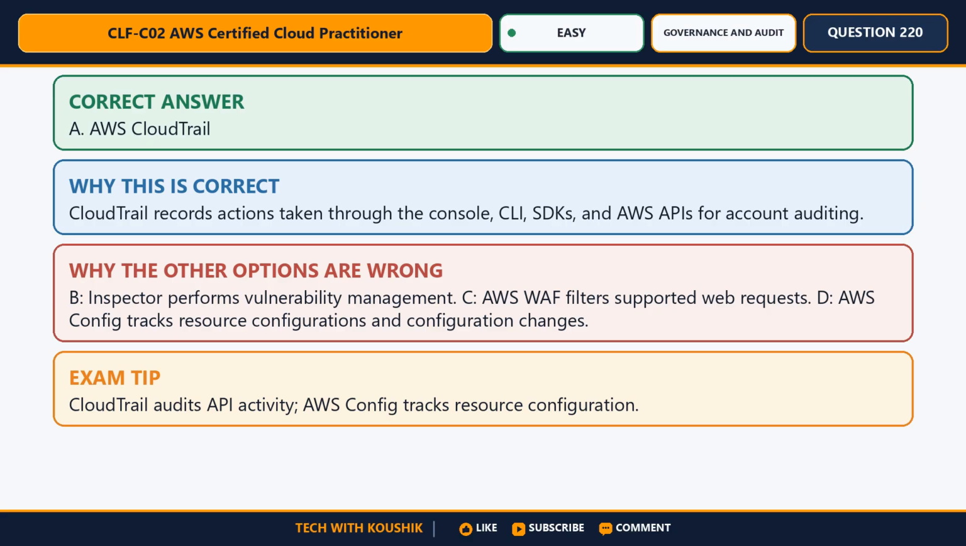B. Inspector performs vulnerability management. C. AWS WAF filters supported web requests. D. AWS Config tracks resource configurations and configuration changes. Exam tip. CloudTrail audits API activity, AWS Config tracks resource configuration.